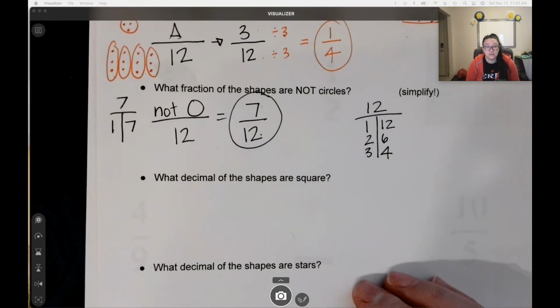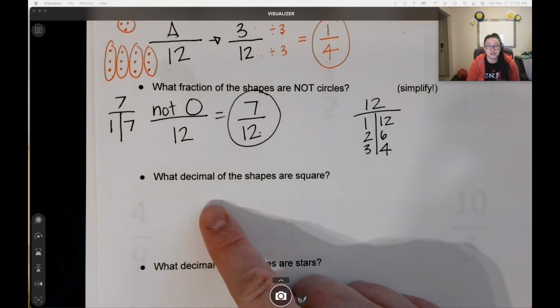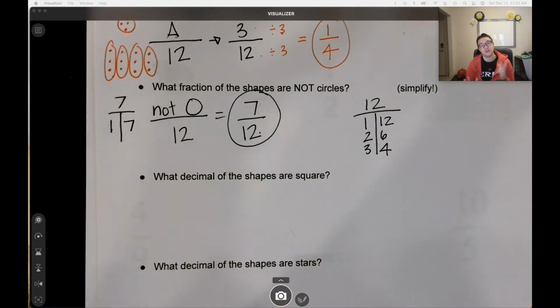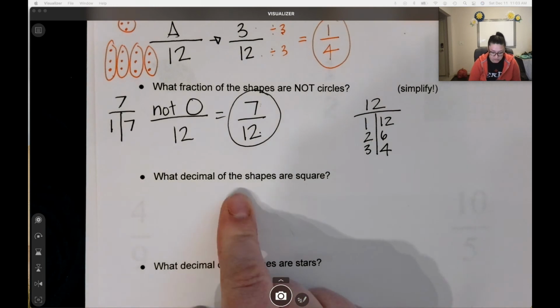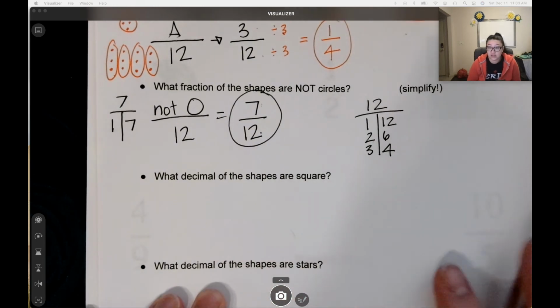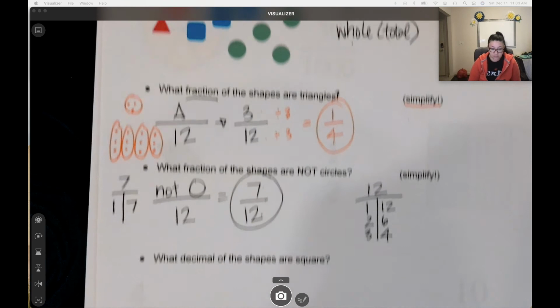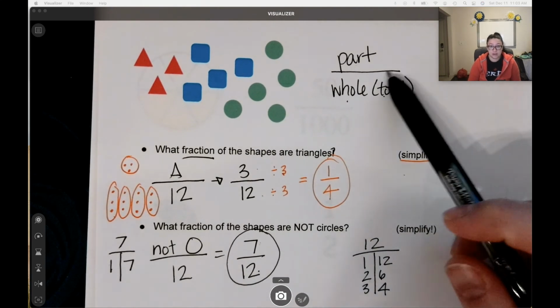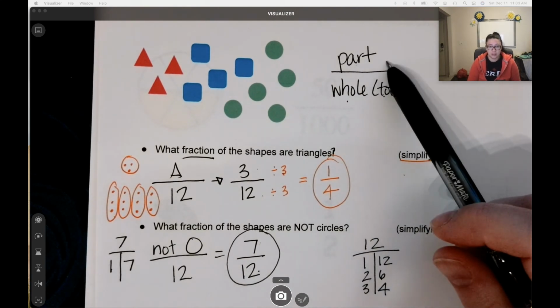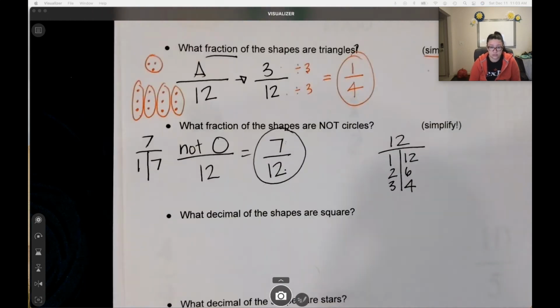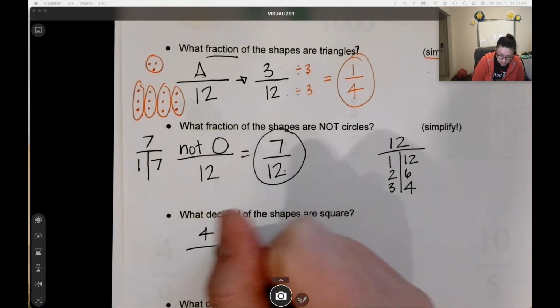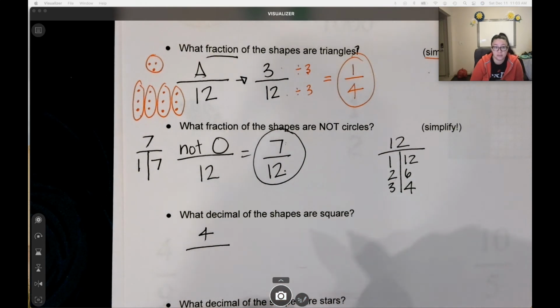The next two, we're looking for decimals. Make sure you read carefully if they're looking for a fraction or a decimal. We had a few people get this wrong because they gave us fraction answers. Fractions are going to help us, though, turn these into decimals. So the first question is, what decimal of the shapes are square? We need to start off with a fraction. So looking at my shapes, setting up my part and my whole. How many are squares? 4 of them are squares out of how many total shapes?